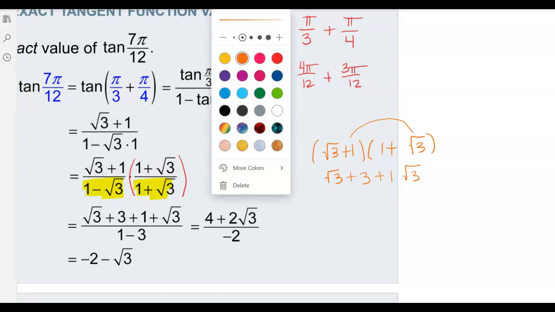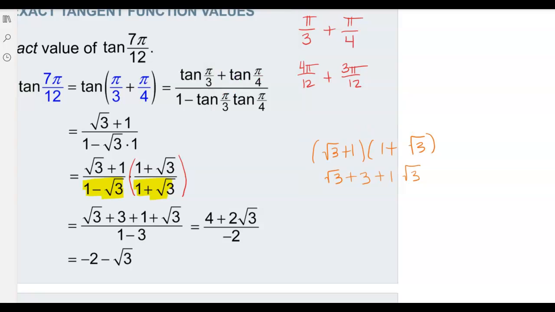It looks like I've got 2 square roots of 3 here. Right, I've got 1 here and 1 here. So 4 plus 2 square root 3. That's what they're ending up with right here. That's the numerator.